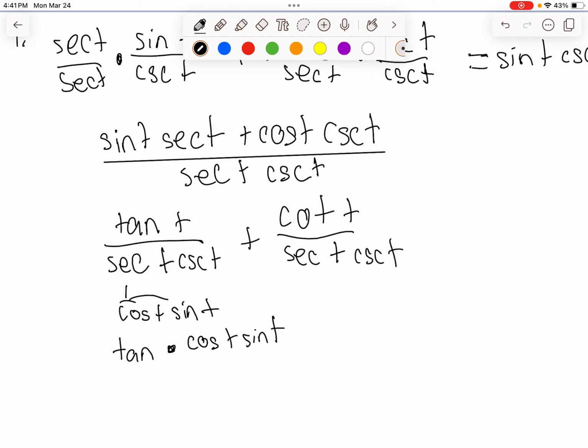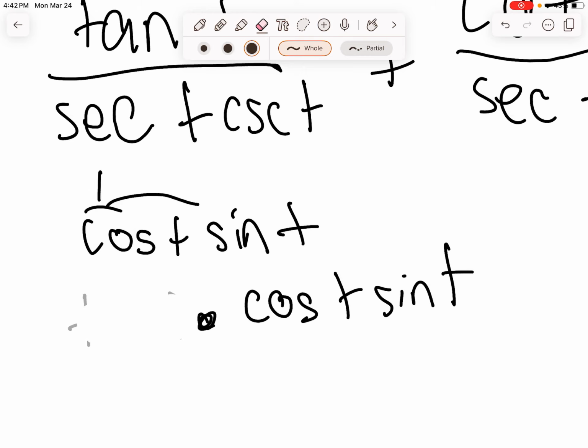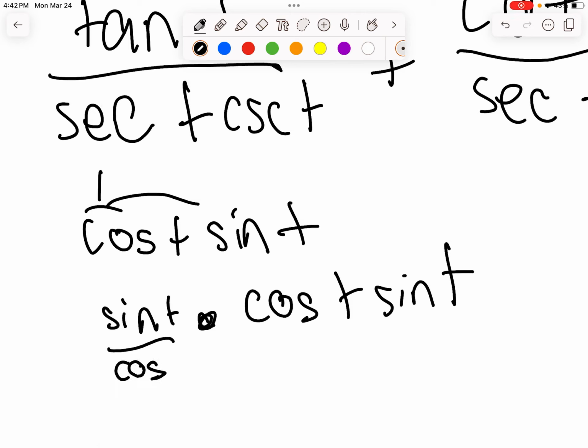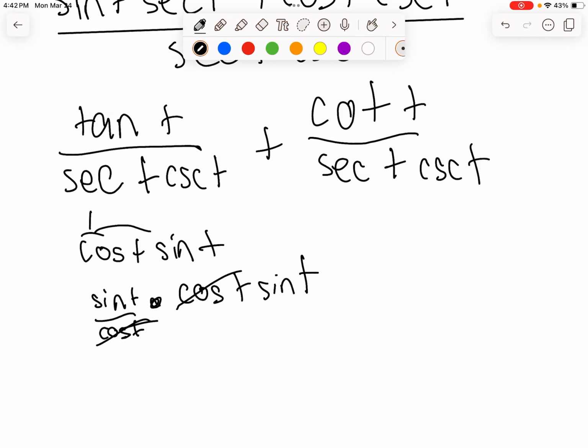Trust the writing, not my words. I am very terrible at English. Anyway, the point of doing this is if you rewrite tangent back in terms of sines and cosines, you'll get sine t over cosine t. As you can see, cosine cancels out, and you'll just get sine squared.